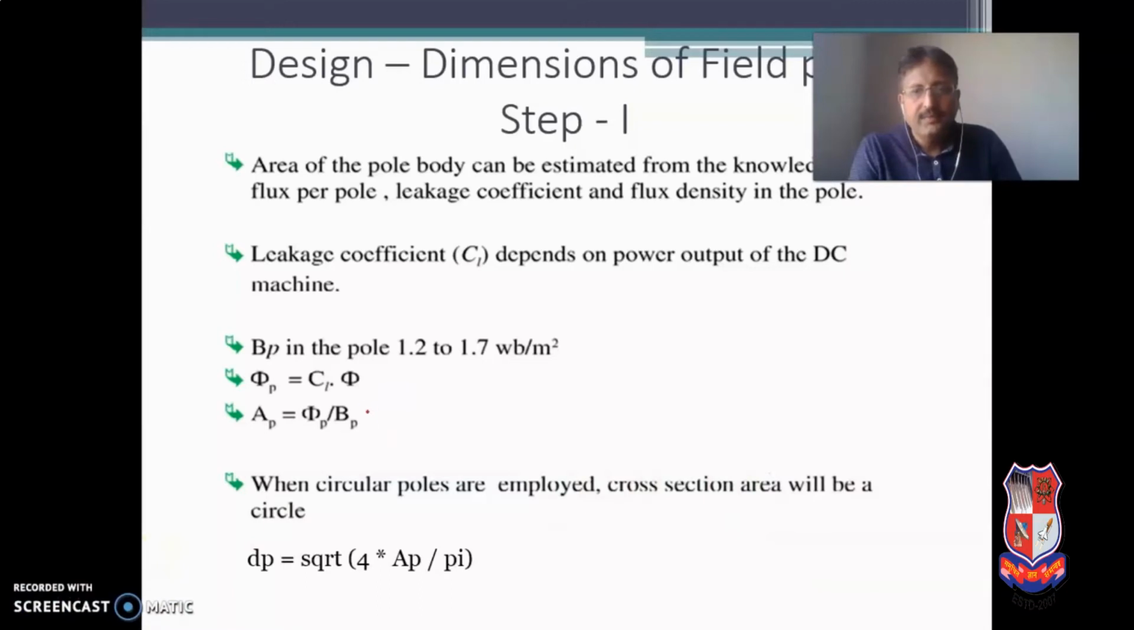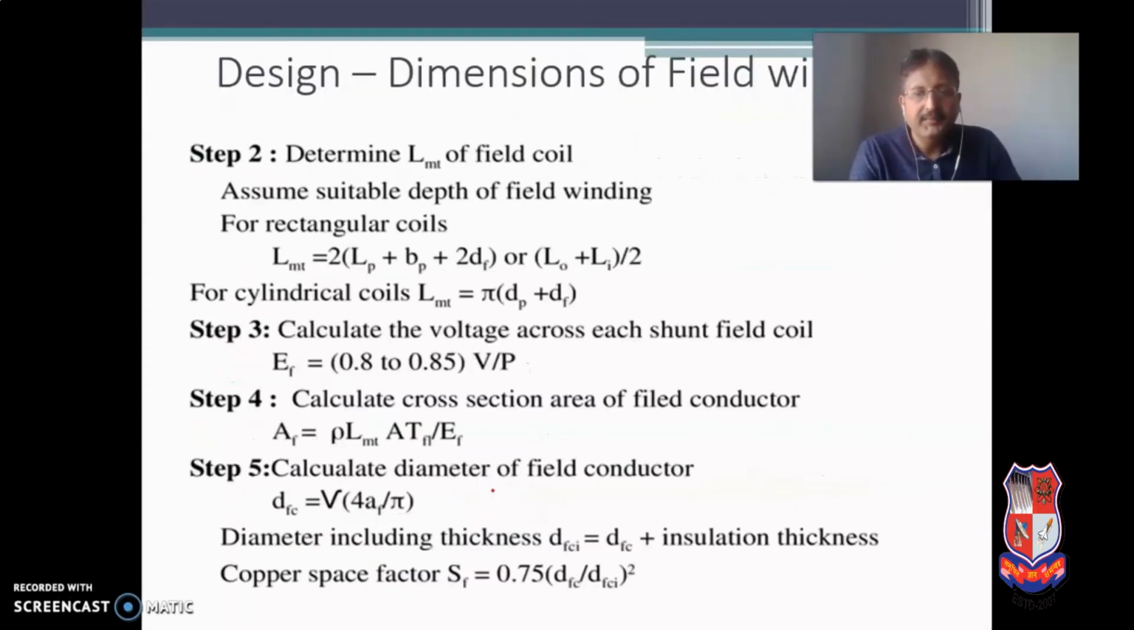So area is actually flux divided by the assumed flux density, right? Now there are two options, circular poles or rectangular poles. If you go with circular poles, then obviously the area of a circle is pi by 4 d square. Now you know the area, so easily you can find out the diameter, that is square root of 4 into area divided by pi.